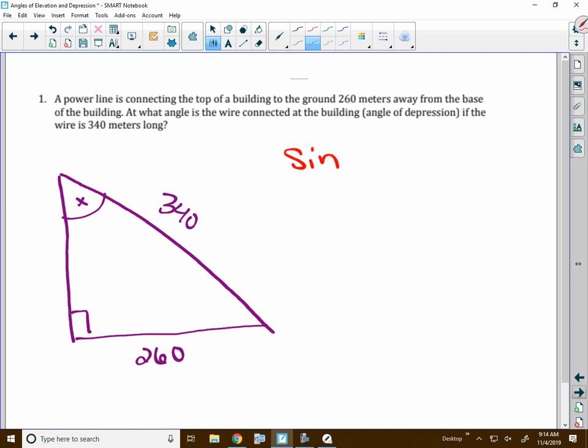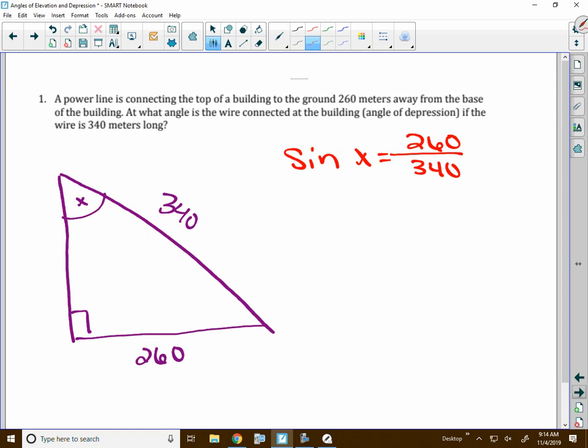Do we have the angle? No, we need to find it. So sine of angle x, you can label it whatever you want, it doesn't have to be x, equals opposite 260 over hypotenuse 340. Opposite over hypotenuse is sine.